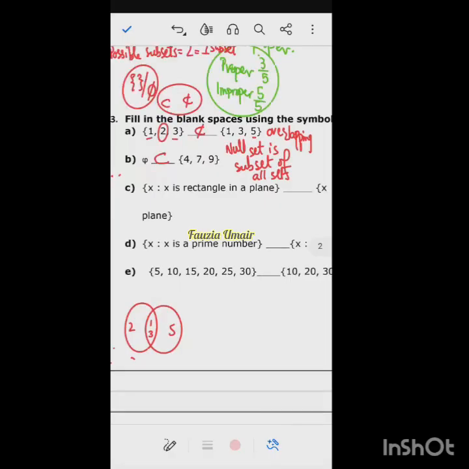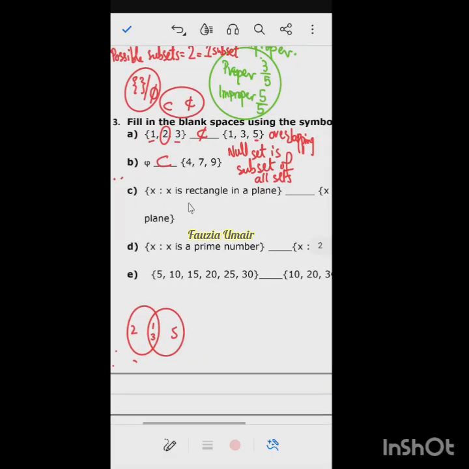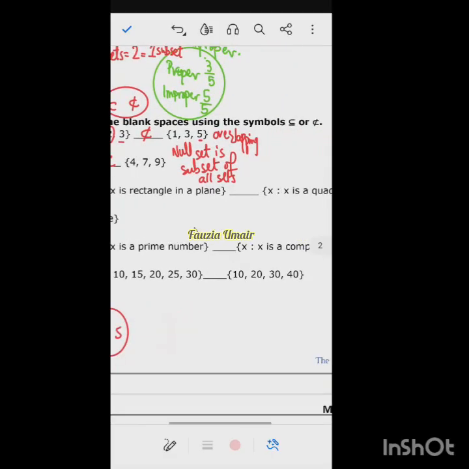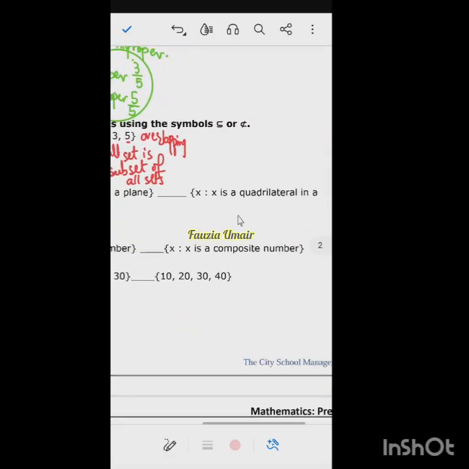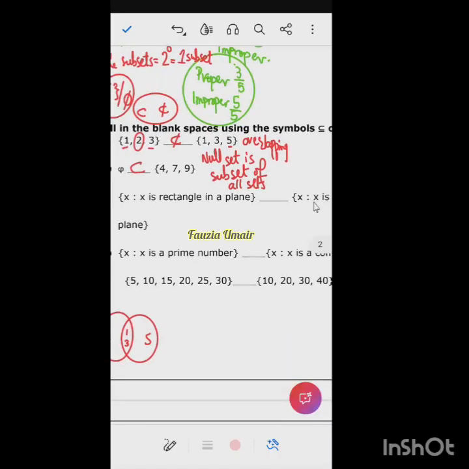All right, moving on to part C. Part C is X such that, I told you the other day during theory, and this is how we need to read this. X such that X is a rectangle in a plane. So X kya hai? X is a rectangle, right? Now the other set is X such that X is a quadrilateral in a plane. So this set contains all the quadrilaterals, and this set contains all the rectangles.